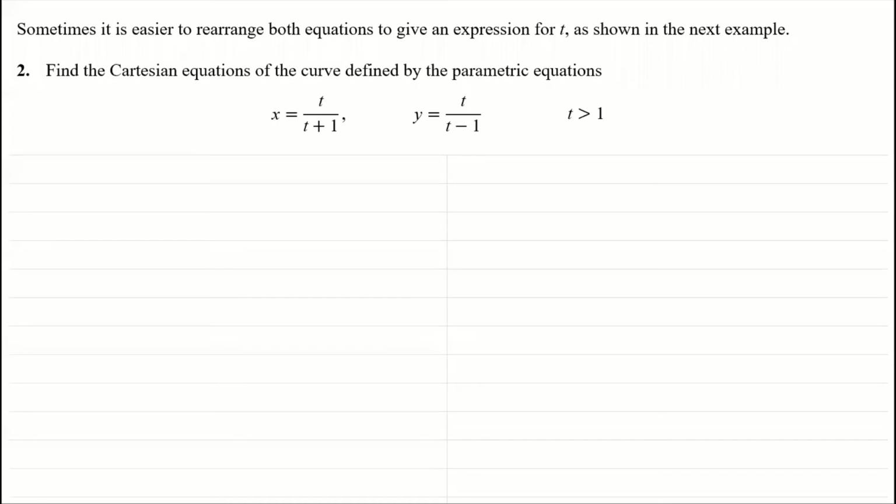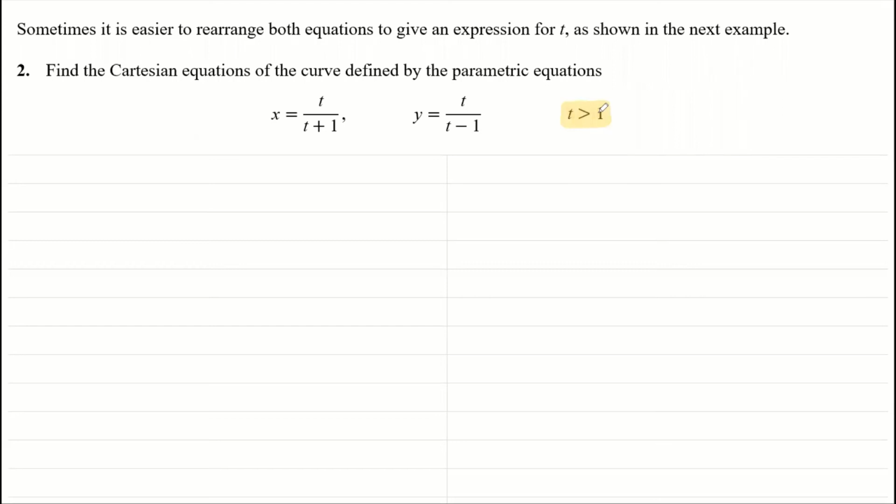Okay, now in this next example, we're going to do things slightly differently. And there's a bit of a disclaimer just before we begin. It says sometimes it's easier to arrange both equations to give an expression for t, as shown in the next example. Well, yes, it is, but there's also other things that you can do as well, especially when we start looking at trigonometric parametric equations. So in this instance, we've got two parametric equations defined using the parameter t. We've got a range of values of t here, strictly greater than 1, which would avoid any singularities.